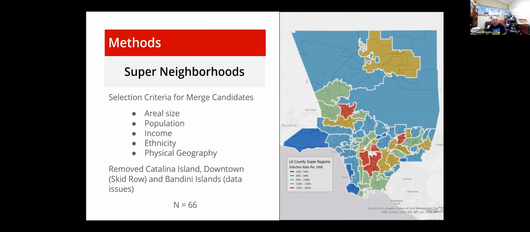And that was really the most difficult part of the whole thing. It was finding 66 generally similar regions within LA that weren't completely arbitrary. And this is the map that we came up with, and the infection rates of each of these regions.